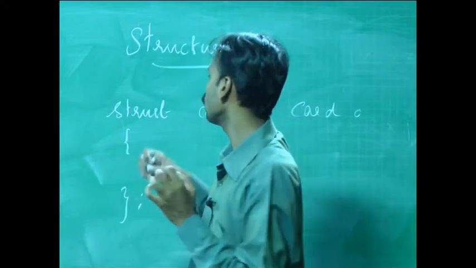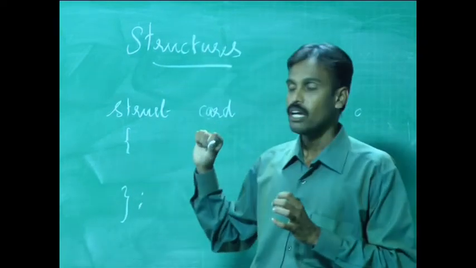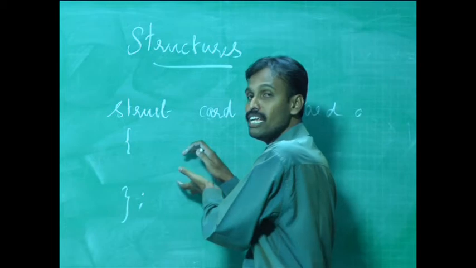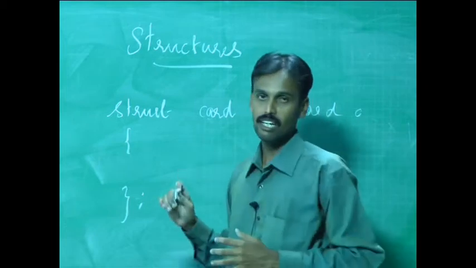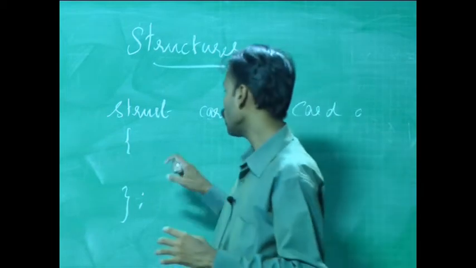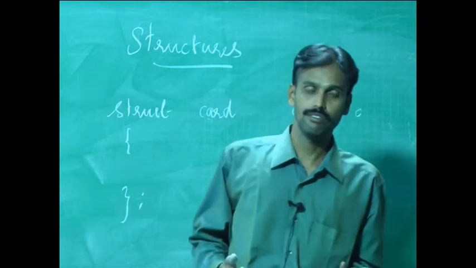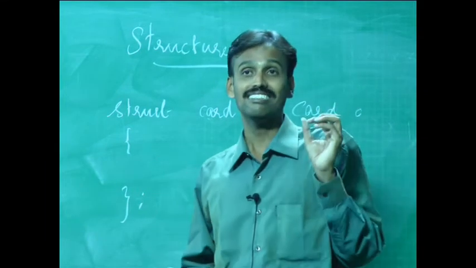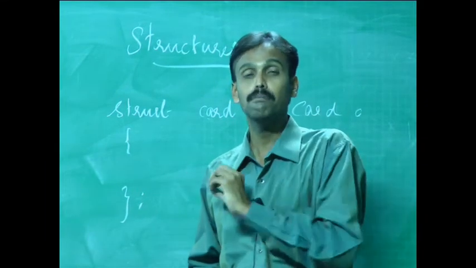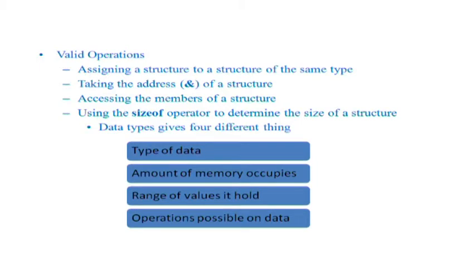It has told us that it is going to be of type card. It is going to occupy the memory equivalent to the members of your structure. The range of values you can hold is going to depend upon all these things. Then what are the valid operations? Assigning a structure to a structure of the same type is a valid operation. Taking the address of a structure is a valid operation. Accessing the members of the structure happens to be an operation.